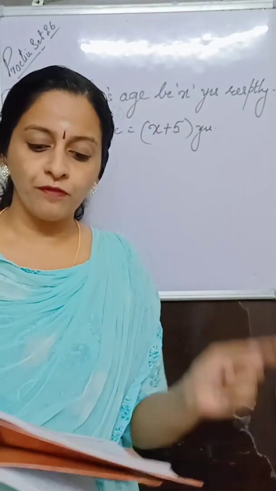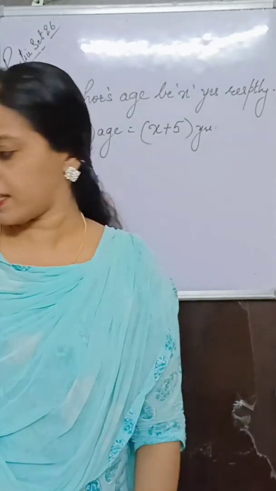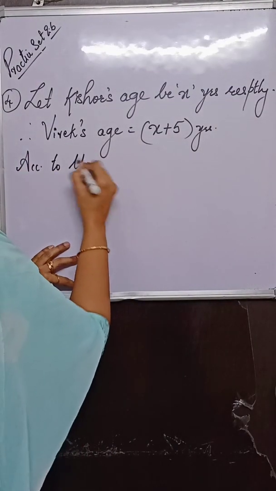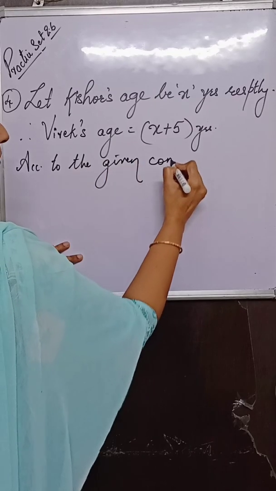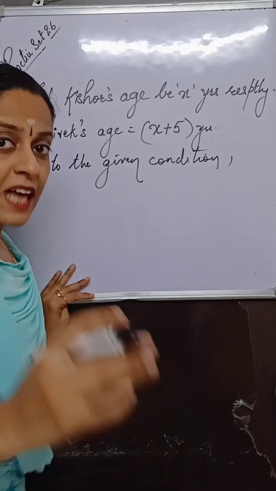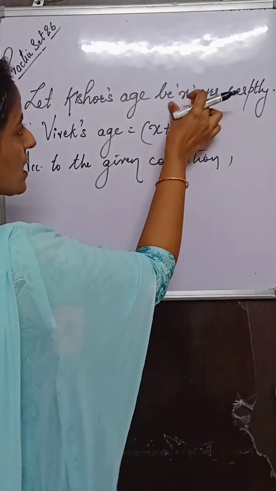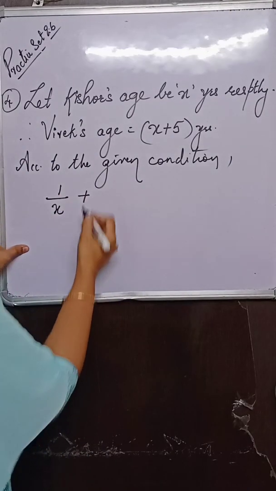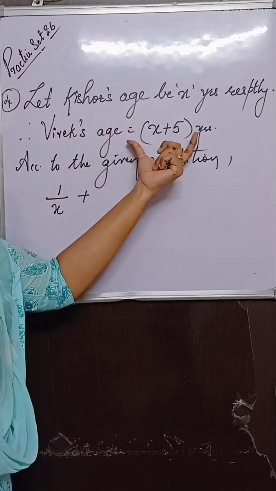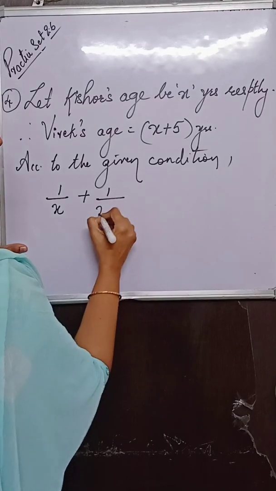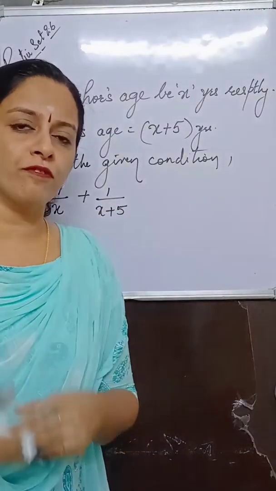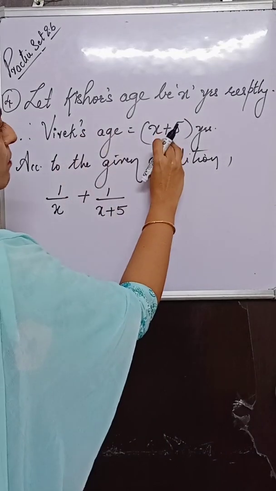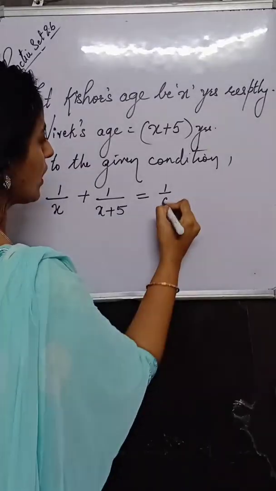Continue. The sum of the reciprocals of their ages is 1 upon 6. So according to the given condition, the sum of reciprocals. Kishore's age is X, so the reciprocal of X is 1 upon X. Now write down the reciprocal of Vivek's age, 1 upon X plus 5. So 1 upon X plus 1 upon X plus 5 is given as 1 upon 6.